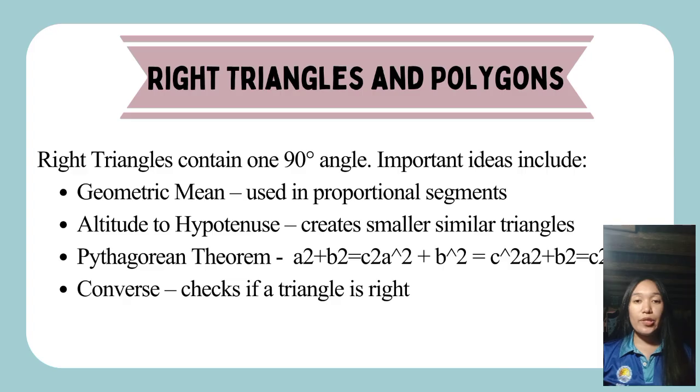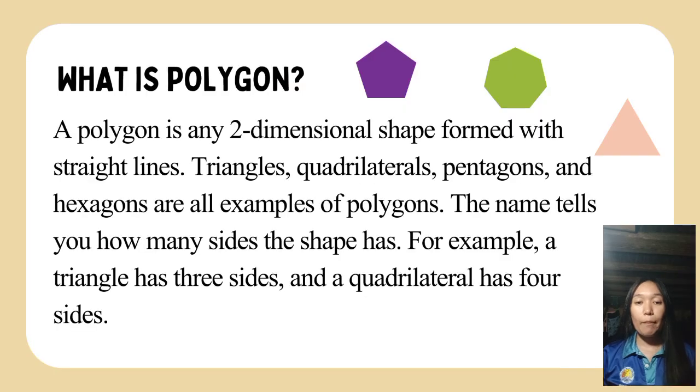The Pythagorean theorem states that in a right triangle, the square of the hypotenuse equals the sum of the squares of the other two sides. It is used to find missing side lengths in a right triangle. The converse of the Pythagorean theorem determines if a triangle is a right triangle. So if the square of the longest side equals the sum of the squares of the other two sides, the triangle is right-angled.